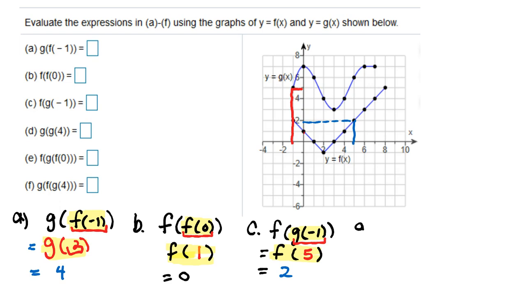Let's try the next one. G of g of 4. So we'll start with g of 4. Let's go to an x value of 4. Let's go up to the graph of g, over to that y value, and we get a y value of 4. G of 4 is 4. Now we want to find g of 4, which we just found. So having an x value of 4 going up to the graph of g gives us a y value of 4.